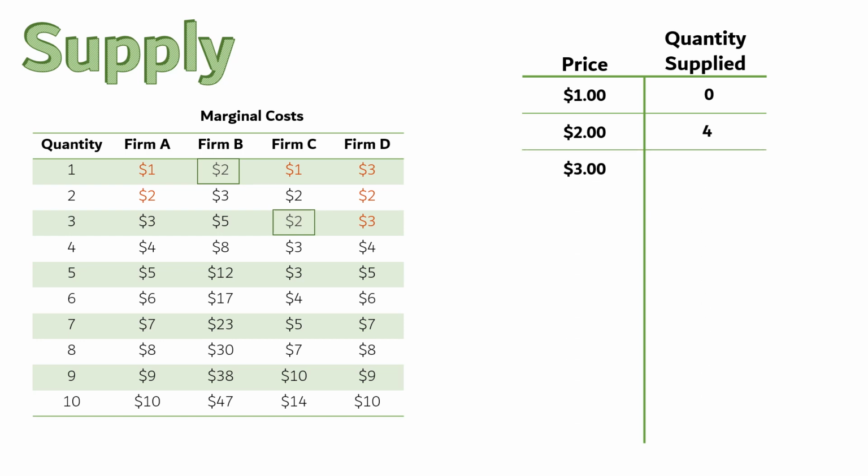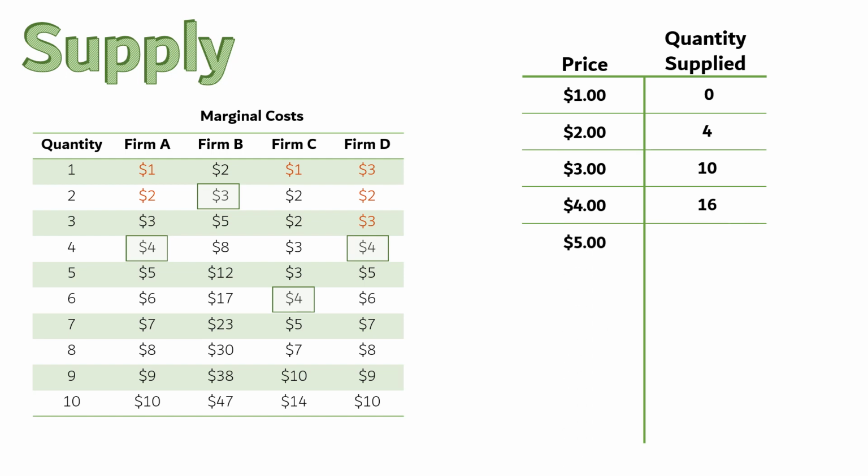If the price rises to $3, Firm A jumps in and Firms B and C increase production, delivering 10 units total. At $4, all firms are in production, and the total quantity supplied rises to 16 units. Notice now that when the price rises to $5, each firm now says yes to 1 more unit. At $4, these additional units were too expensive, and the firms would lose money if they produced them.